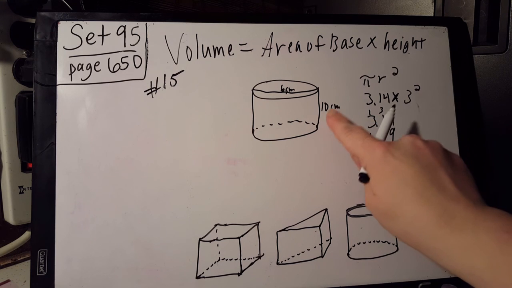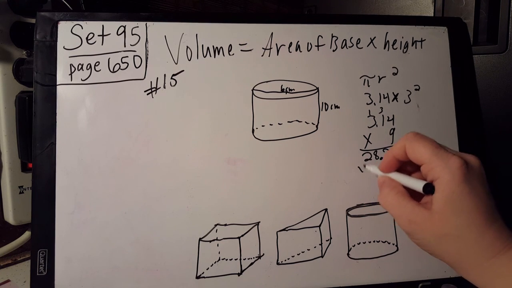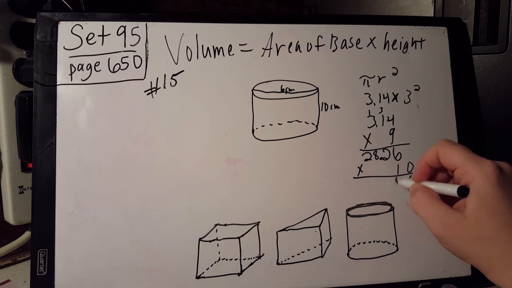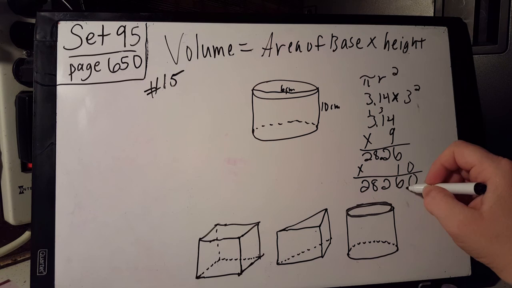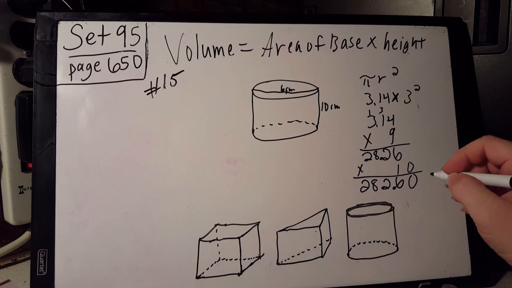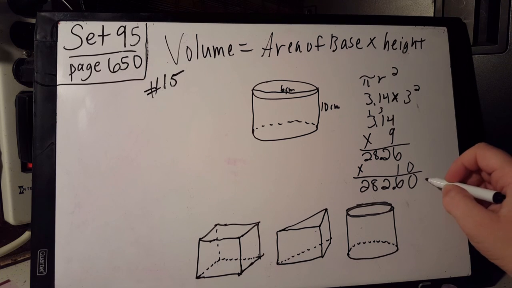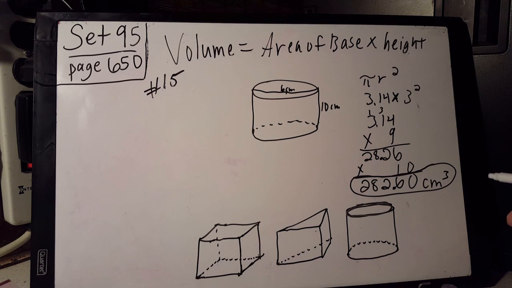Now we have to multiply it by the height, which is 10. And I'm simply going to just add my 10 down here. Bring all my numbers down. Again, 2 decimal places, 2 decimal places. So we have 282.6. Dimensions are in centimeters. It's volume, so we have cubed. So 282.6 centimeters cubed. That's number 15 from the set.